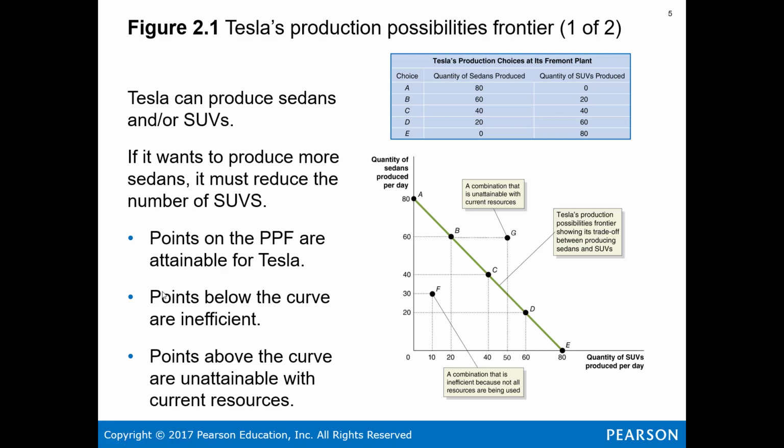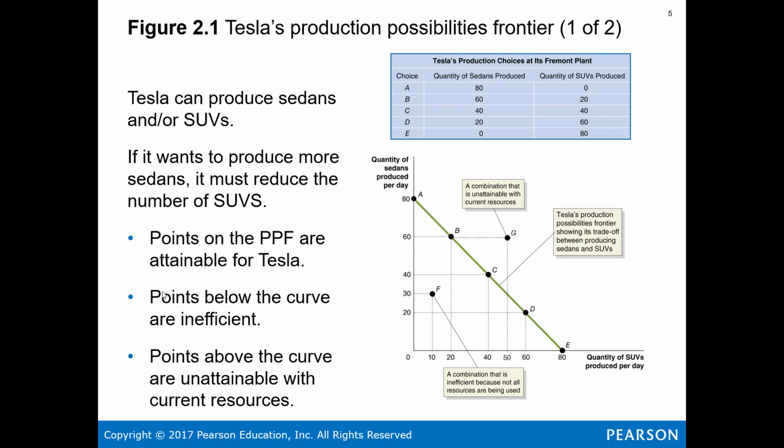This is an example of a production possibility frontier. As you can see, this is just a straight line. It's not the curve, but we'll talk about that next. Tesla can produce sedans or SUVs. So on choice A, they're producing all sedans and 0 SUVs. So all sedans is 80 per day and 0 SUVs.